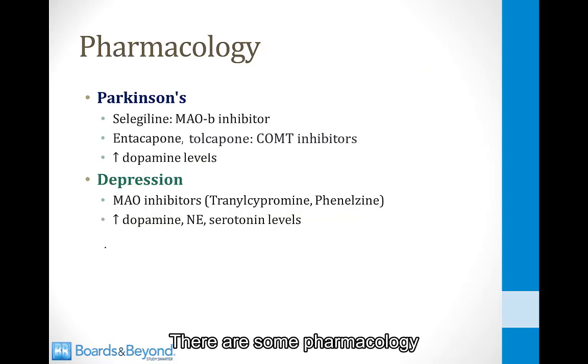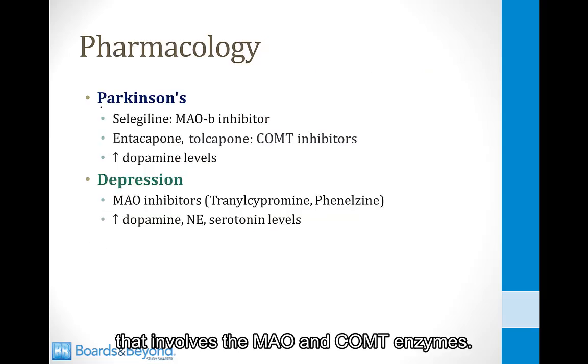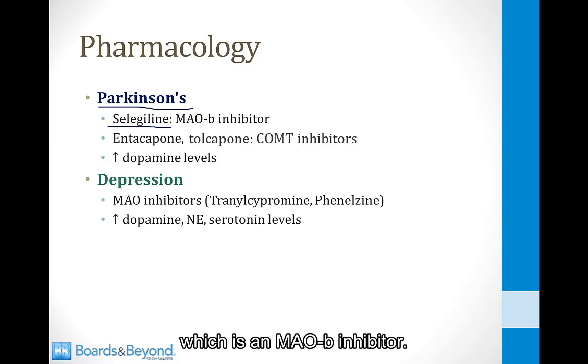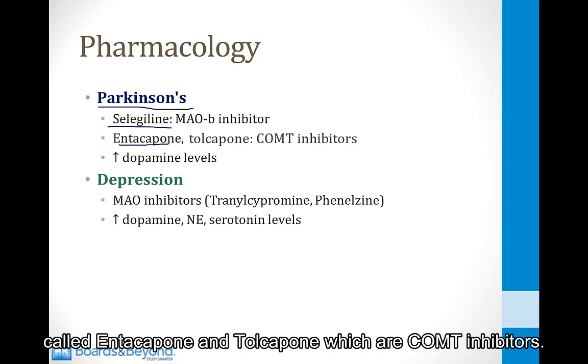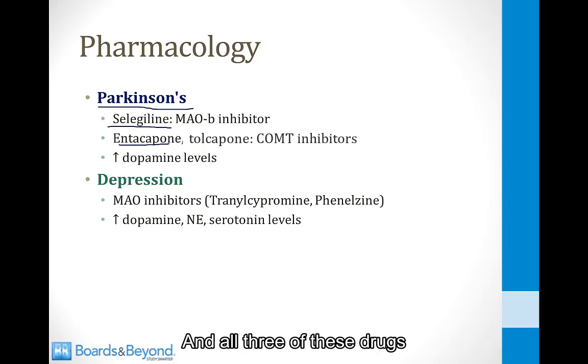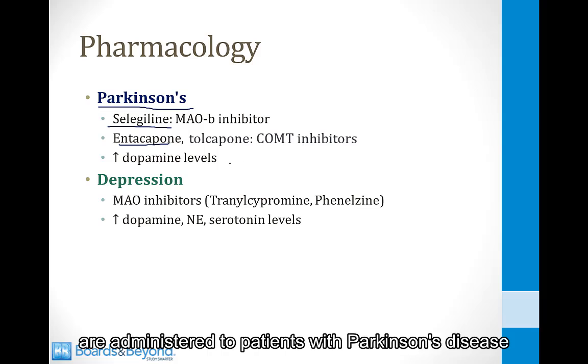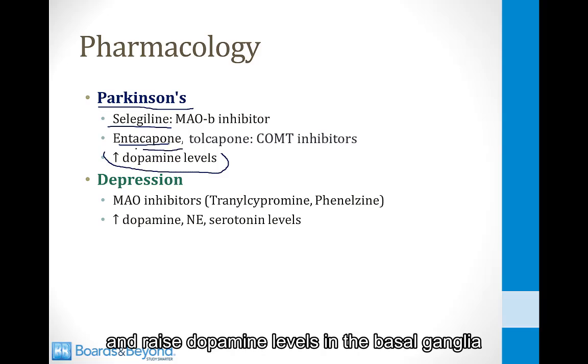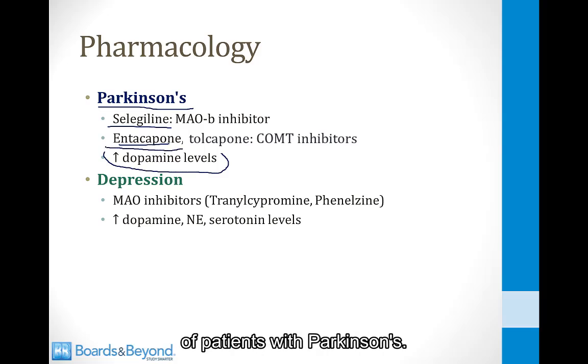There's some pharmacology that involves the MAO and COMT enzymes. In Parkinson's disease, there is a drug called selegiline, which is an MAOB inhibitor. There are also two Parkinson drugs called entacapone and tolcapone, which are COMT inhibitors. And all three of these drugs are administered to patients with Parkinson's disease to blunt dopamine breakdown and raise dopamine levels in the basal ganglia of patients with Parkinson's.